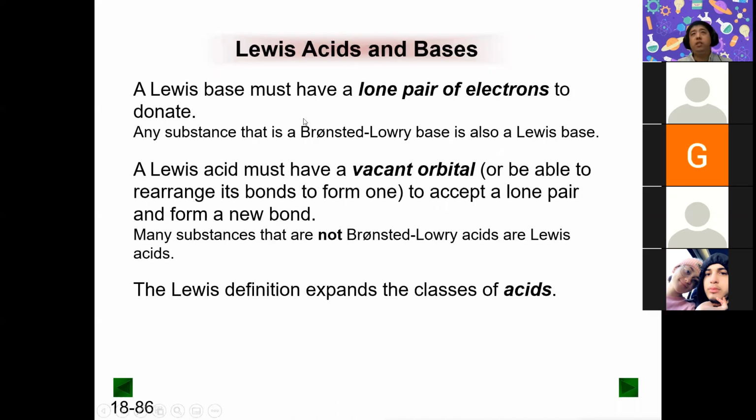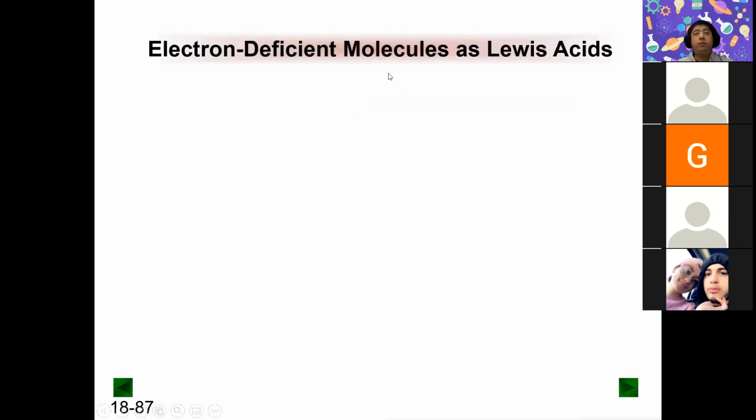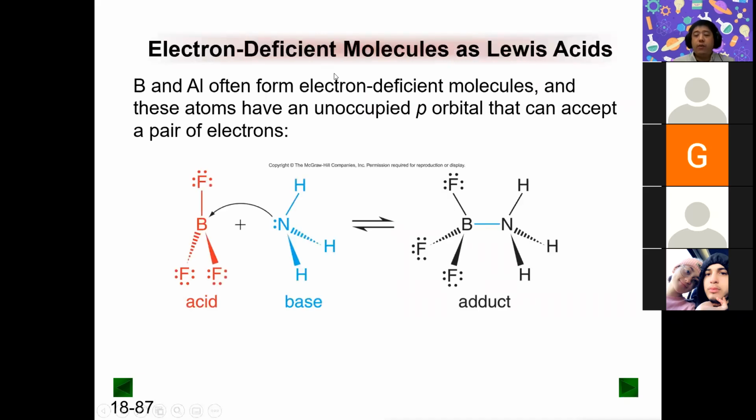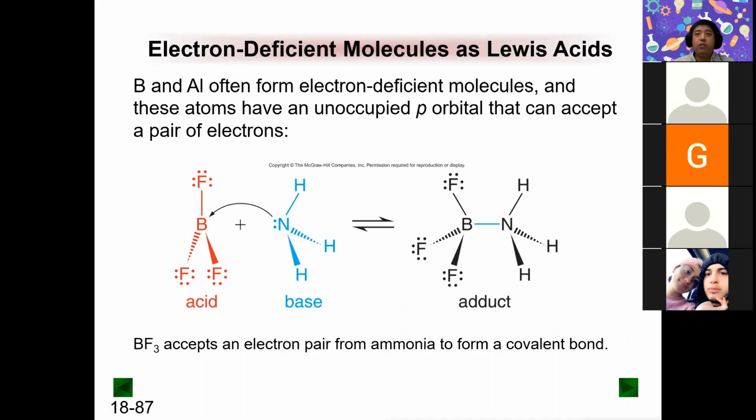Well, I guess we're revisiting this just to clarify it. Lone pair of electrons to donate, that's for your base. The acid must have a vacant orbital. In other words, it can go ahead and receive those lone pairs. Okay. Once again, it expands on the definition of acids. So with that expansion, we actually now can look at elements that have nothing to do with H. So we don't need H anymore.